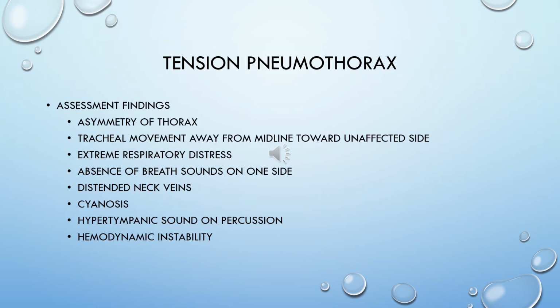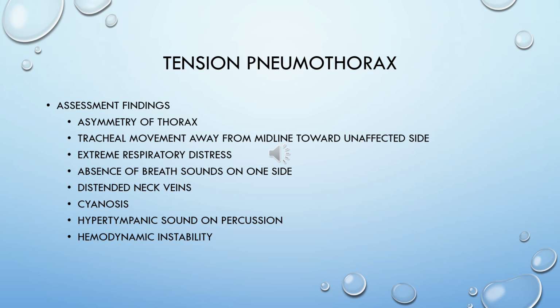Of course, your patient is going to be extremely short of breath and in extreme respiratory distress. You do look for asymmetry of the thorax. So you look at the actual wall movement itself. Does the chest expand and fall equally on both sides? When you look at the trachea, you will see movement away from midline towards that unaffected side. So the pressure, for instance, if I had a right lung that went down, the pressure from that right side is going to shift that trachea over to the left.